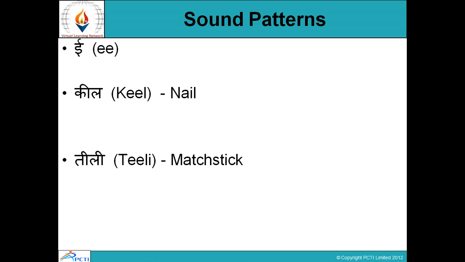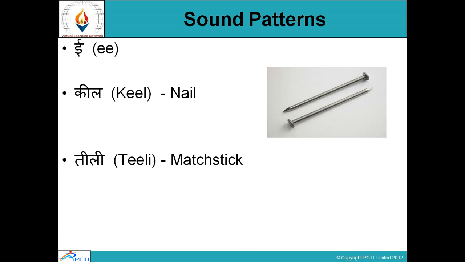Few more sounds we will study with this sound pattern. So next word is keel. Keel is what? Nail. We use it to hang pictures, to hang wall hangings, to hang paintings on the wall. It is called nail. It is called keel.